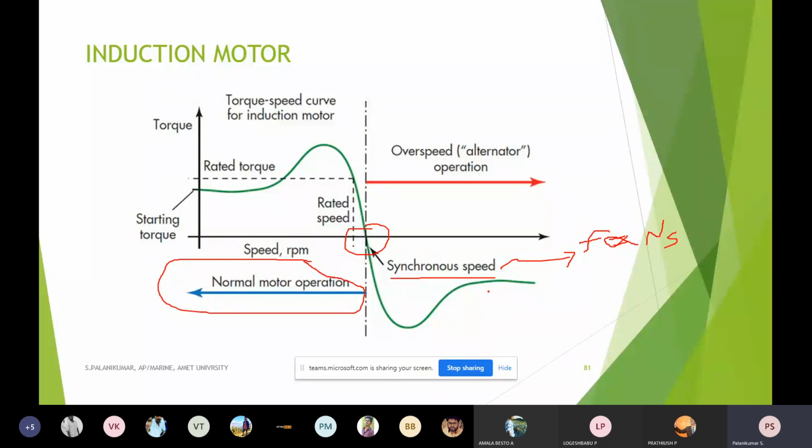What does it mean? Suppose I'm employing this induction motor in my electric vehicle or hybrid electric vehicle. I am operating at 50 hertz, normally. Suddenly I want to reduce the speed, that means I want to decelerate, because I enter a traffic region. Slight traffic is there, not very big traffic, so I cannot go at such a high speed. So I have to reduce.